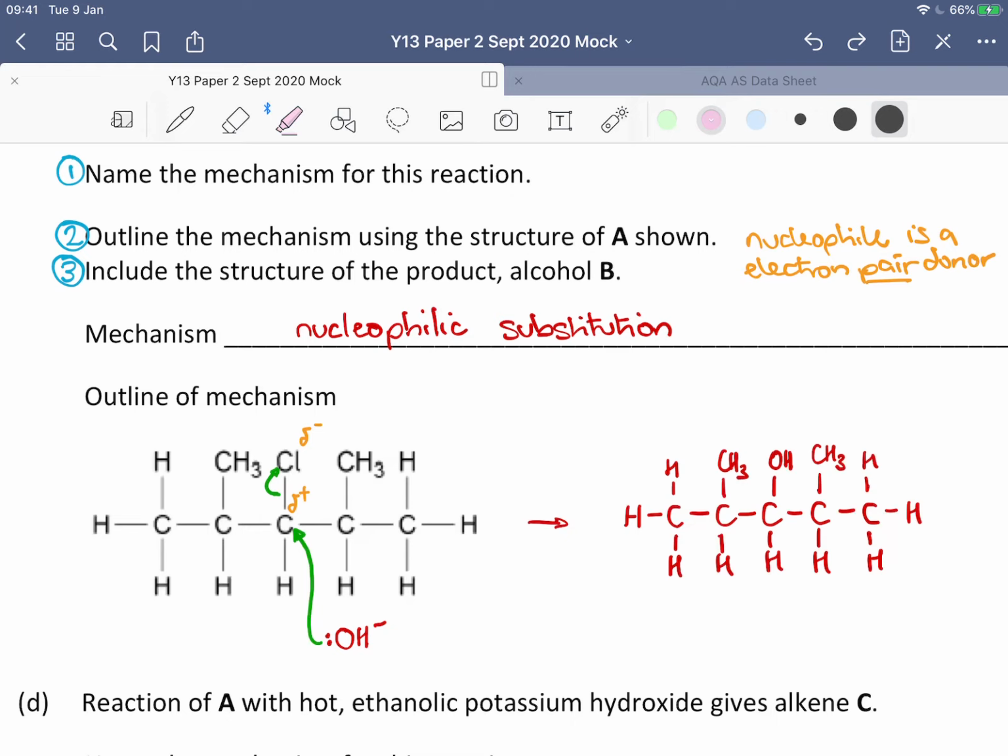And then let's just check that we've answered everything that we're supposed to answer. So we certainly have answered the mechanism. That's number one. Outline the mechanism. That's what we've done here. And then include the structure. That's what we've done there. All right. So we can move on from this question, confident that we've answered every part that we've needed to do. And honestly, people do forget to do some of these things sometimes.